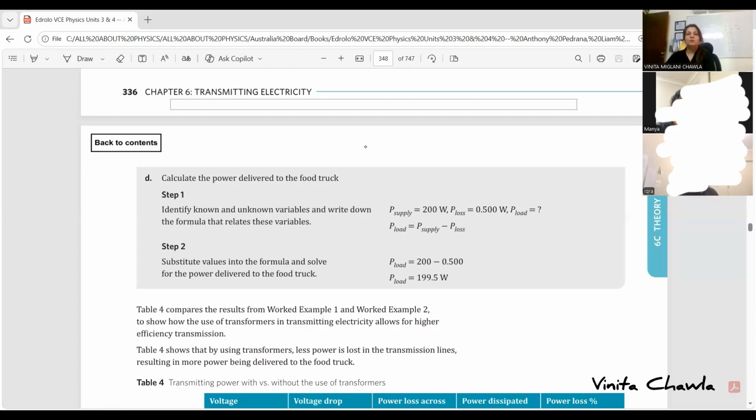Calculate the power delivered to the food truck. See, for the power delivered to the food truck, we need to find power load, right? So power load is P supply, the power that has been supplied, and we'll subtract power loss from it. Power loss we have calculated in the previous section. We just have to subtract and you'll get the power load.